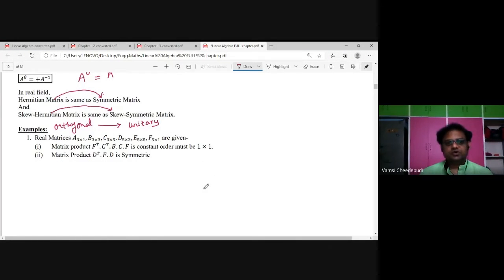Okay, students, I hope you are taking all the concepts, and this example we already solved in the last class. I think some student also asked some question about this.